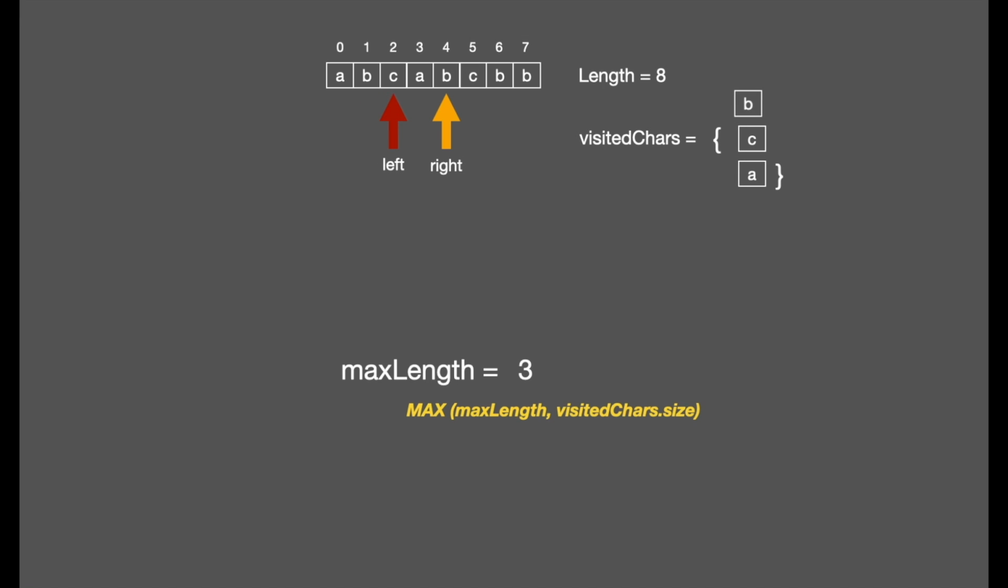And then again we are going back and checking whether the new character is in the visited characters, which is not there, so we are adding that to the visited characters and then checking. The visited characters size is 3, and the current max length is already 3, so we don't need to take any action, so we are good there.